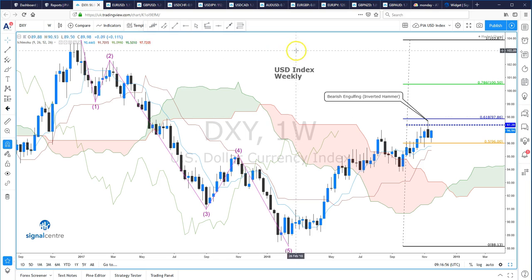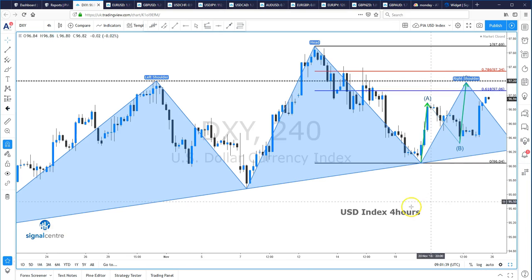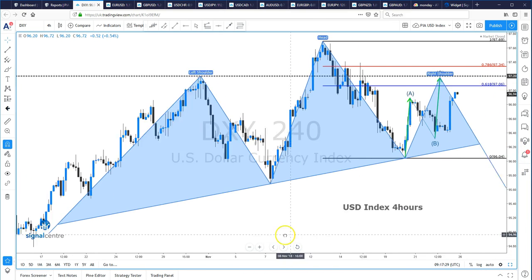Here we can see, this is the weekly chart, we can see a bearish Elliott wave count to the downside. Then quite an impulsive move higher, but not last week, but the week before, week of the 12th of November, we posted a bearish engulfing candle or an inverted hammer, very close to the 61.8% pullback level at 97.86. Now, although we have seen a bounce or a correction higher in the index last week, if we break down to a shorter time frame, this is what we're basically looking to happen.